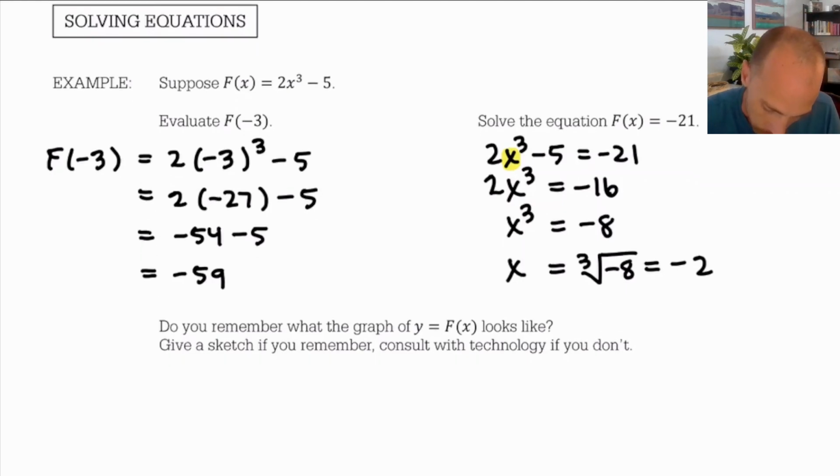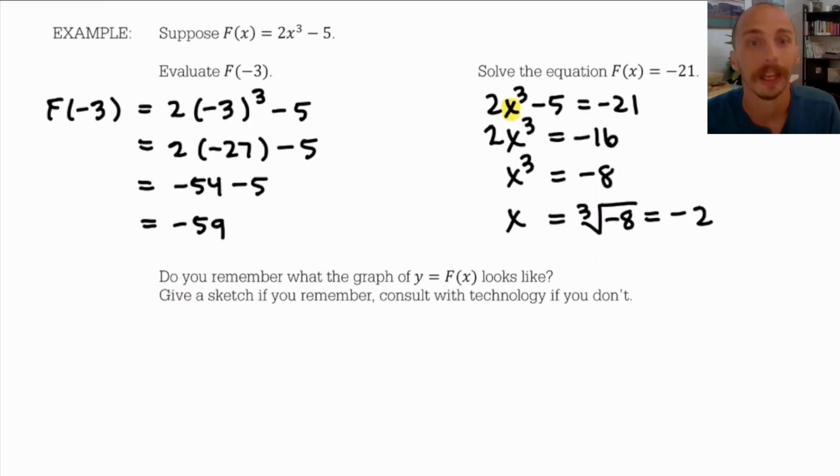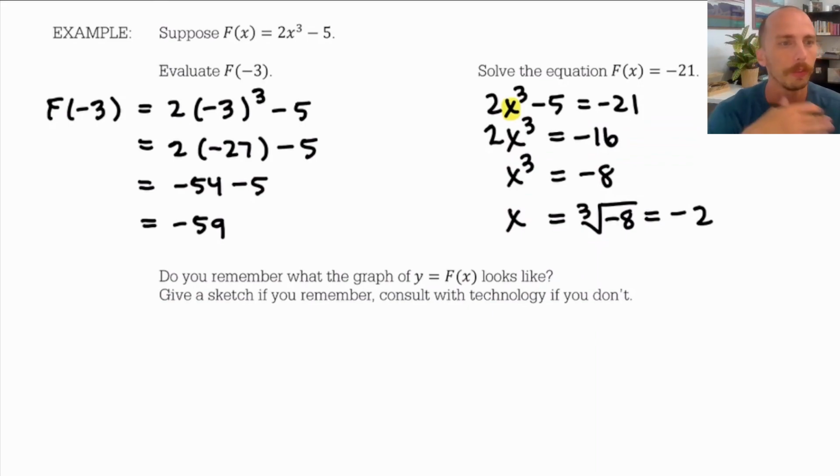Okay, now question. Do you remember what the graph of y equals f of x looks like? If so, good for you. If not, no big deal, right? We'll talk about the graphs of these polynomial functions extensively over the next month or so, and I don't think I actually got to this in the lesson on the first day because we weren't working with as much time as I expected. But if you remember, try to give it a sketch right now, and if not, maybe pause the video and go look at Desmos. But I'm just going to copy it in real quick and show you what it looks like.